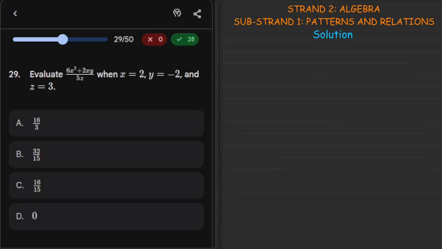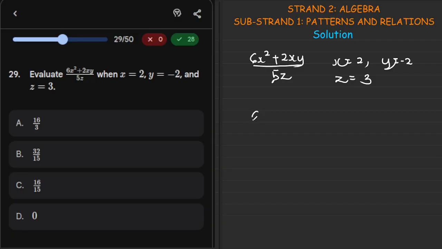Question number 29. It says we have (6x squared plus 2xy) all over 5z, where x equals 2, y is equal to negative 2, and z is 3. So we take time to do our simplification.